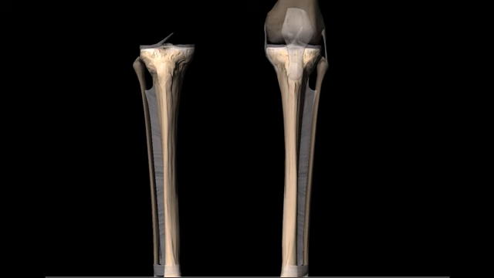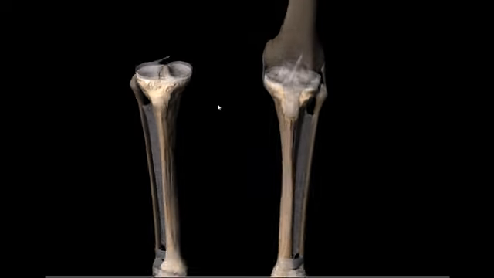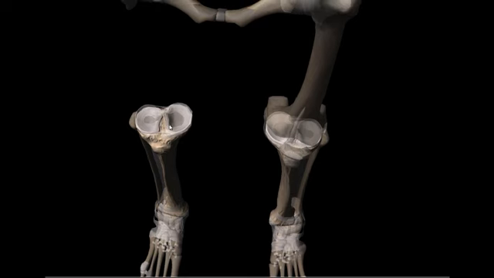So the distal articulating surface is the tibial plateau or the tibial condyles, and they are two asymmetric condyles. Medial surface is about 50% larger than the lateral surface. So if I bring this around, we can see a much larger surface on the medial side than I see on the lateral side. And they're separated by the intercondylar tubercles, which is the attachment for the cruciate ligaments. And we'll visit those ligaments in a minute.